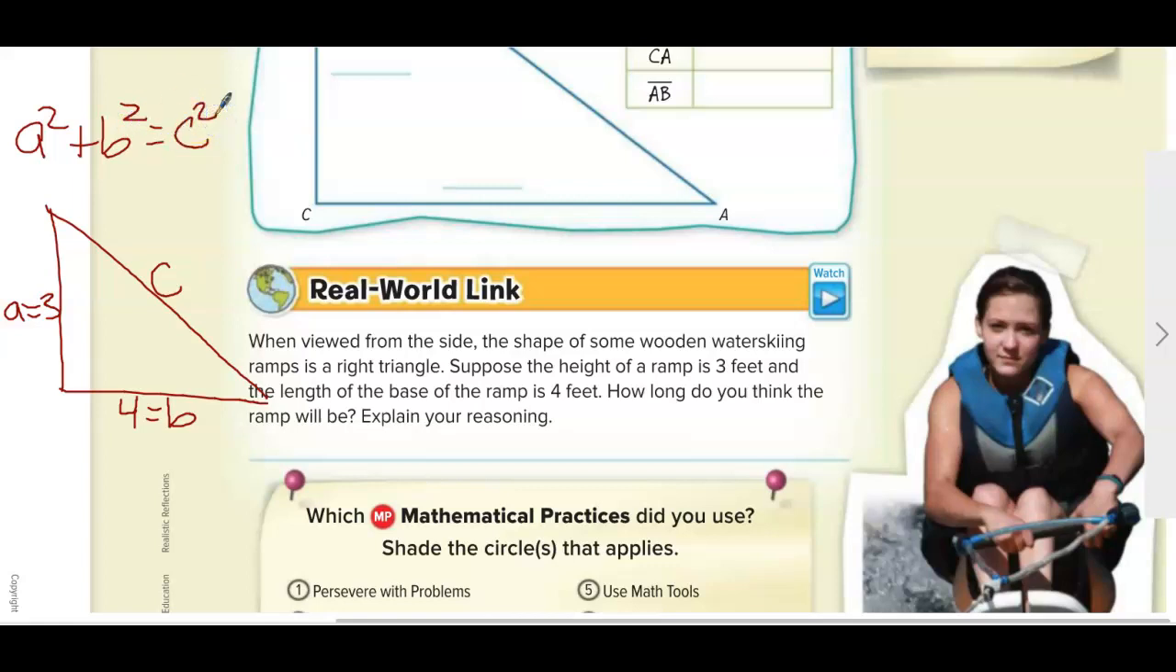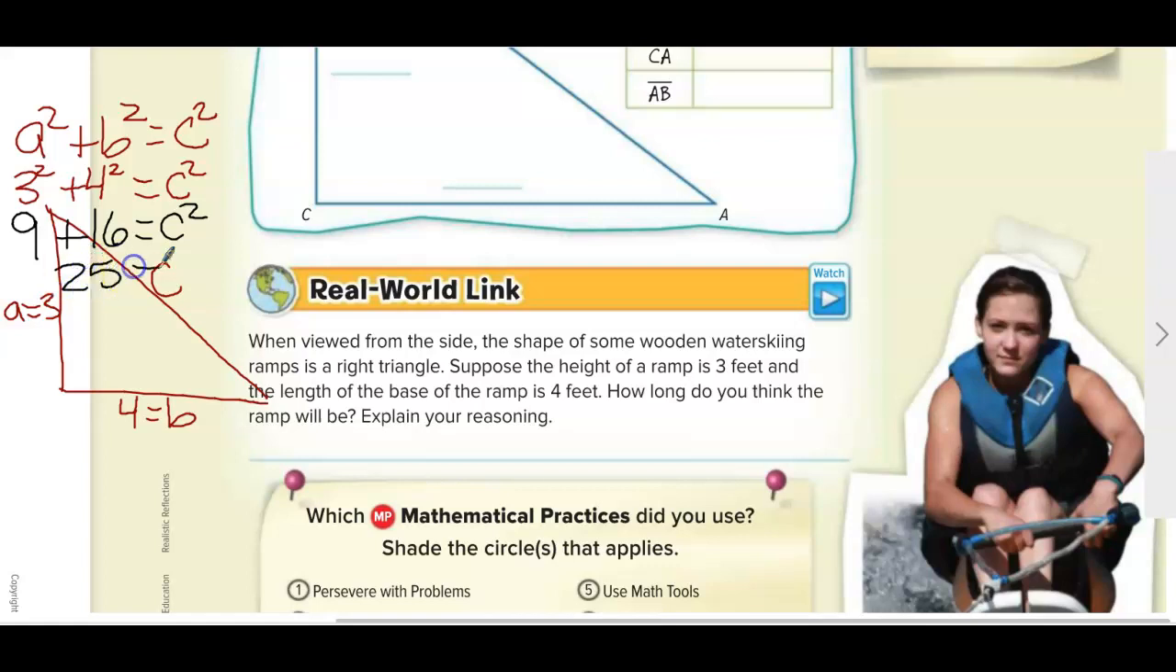So if I substitute it in, I have 3 squared plus 4 squared equals C squared. We don't know C. Okay. What's 3 squared? 9. 3 times 3 is 9. Plus 4 times 4 is 16 equals C squared. So what does 9 plus 16 equal? 25.